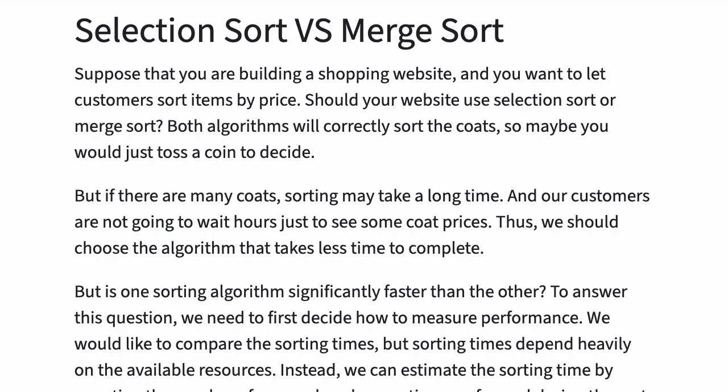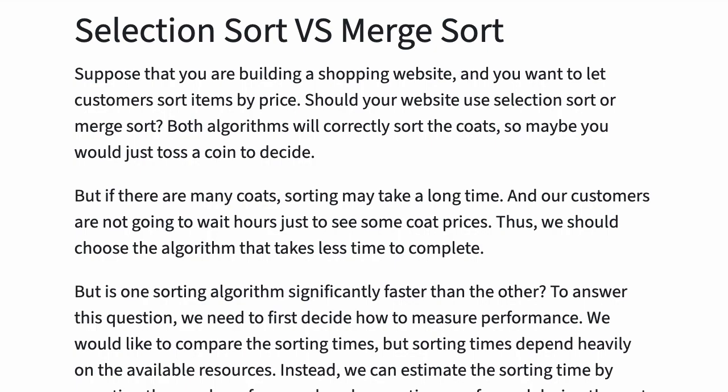But if there are many codes, sorting may take a long time, and our customers are not going to wait hours just to see some code prices. Thus, we should choose the algorithm that takes less time to complete. But is one sorting algorithm significantly faster than the other?